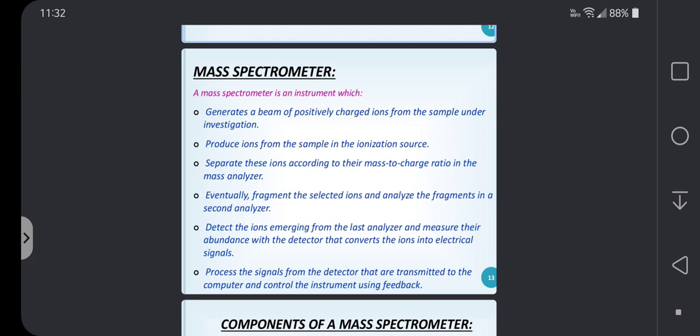Mass spectrometer. A mass spectrometer is an instrument which generates a beam of positively charged ions from the sample under investigation. It produces ions from the sample in the ionization source, and it separates the ions according to their mass to charge ratio in the mass analyzer. Eventually, it fragments the selected ions and analyzes the fragments in a second analyzer, and it detects the ions emerging from the last analyzer and measures their abundance with the detector that converts the ions into electric signals. It processes the signals from the detector that are transmitted to a computer, and controls the instrument using feedback.